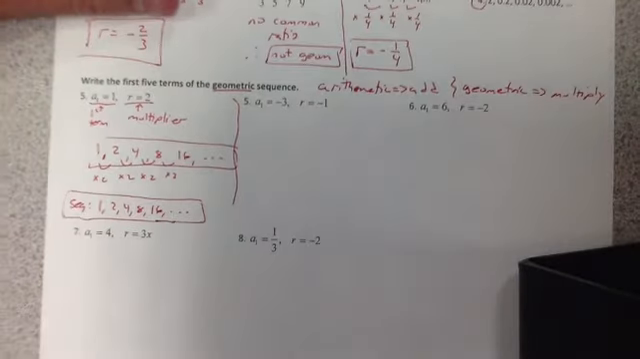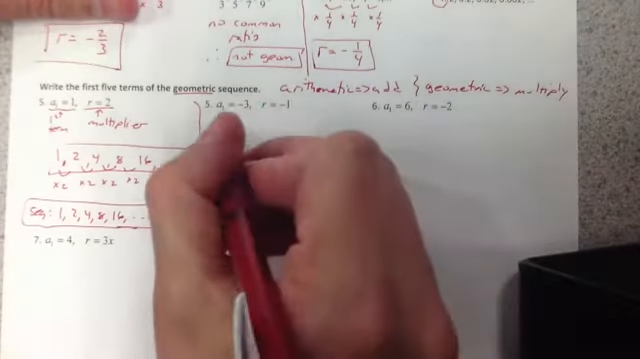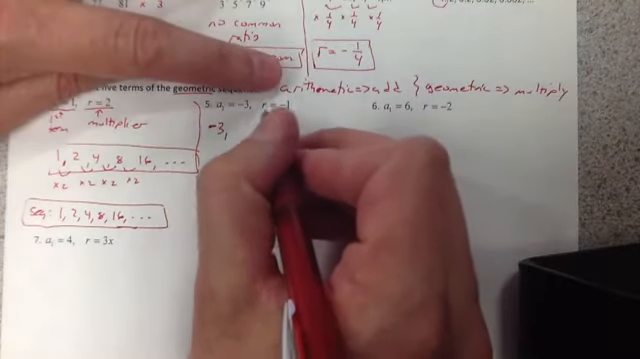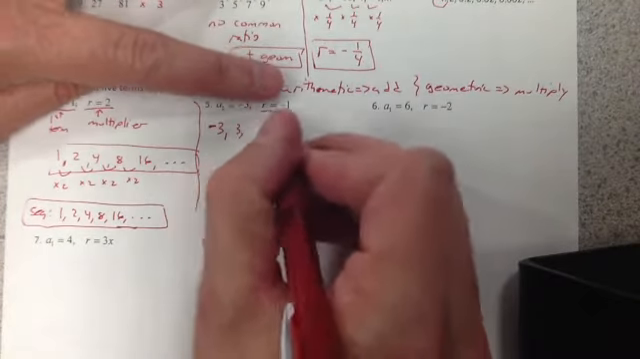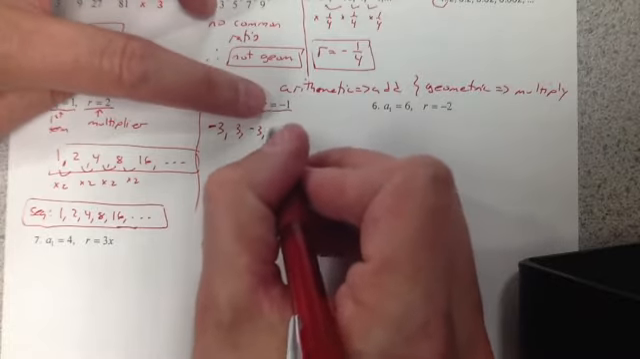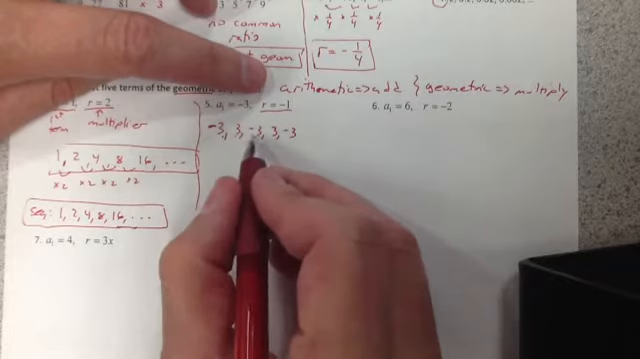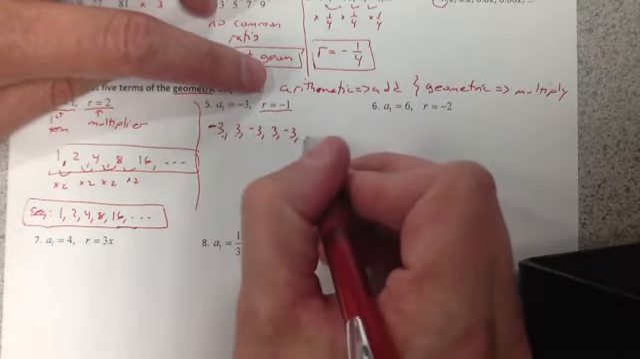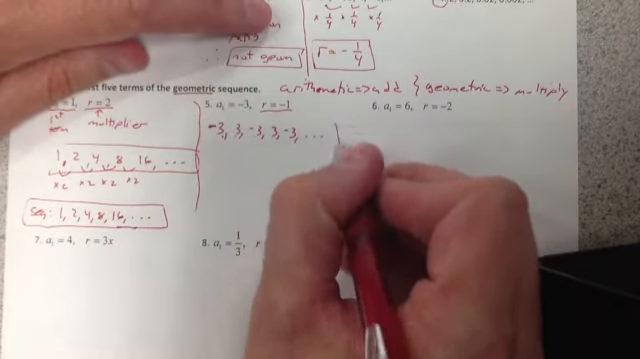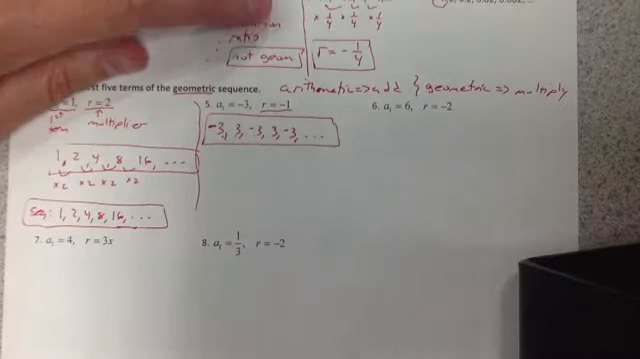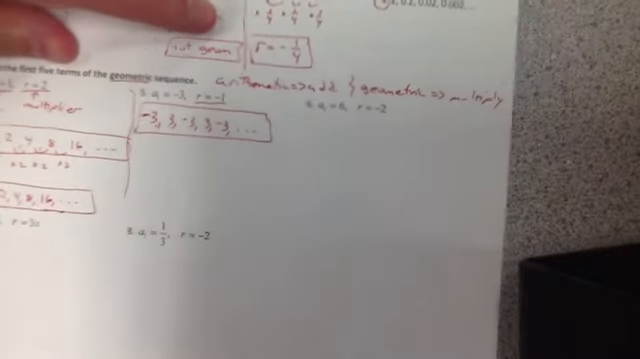So let's take a look at number 5 here. My first term is negative 3. Multiply it by negative 1. Multiply this one now by negative 1. Negative 1 again. Negative 1 again. How many is that? 1, 2, 3, 4, 5. That's what I wanted. Plus, and then comma, dot, dot, dot. Very easy.